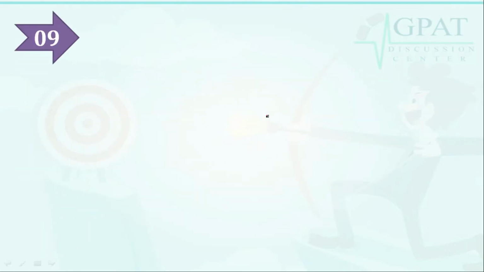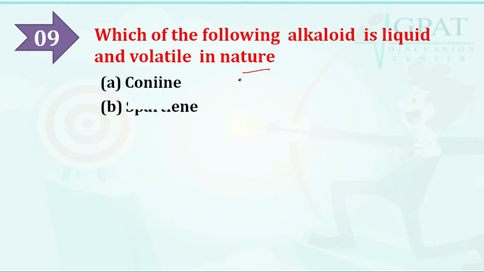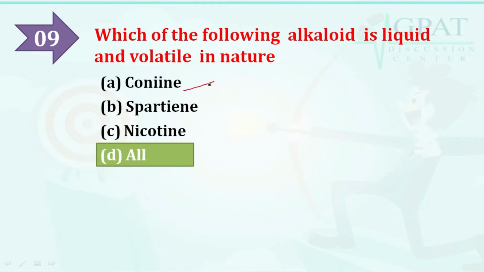Now moving on to the next question: which of the following alkaloids is liquid and volatile in nature? The options are, option A conine, option B aspartame, option C nicotine, option D all of the above. The correct answer is all, meaning conine, aspartame and nicotine are liquid and volatile in nature. These are the alkaloid class.